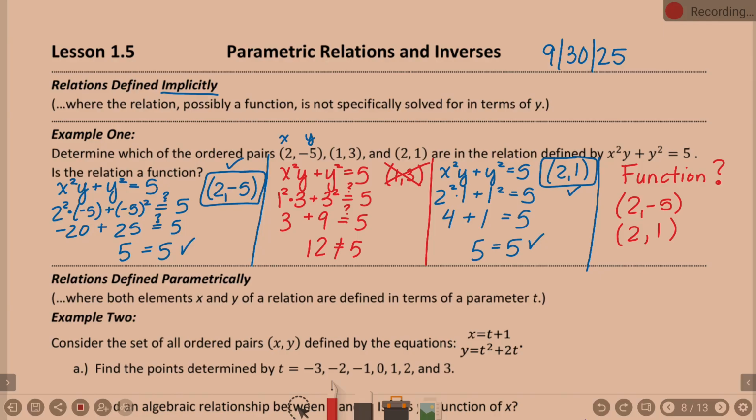And if you think in terms of a graph, (2, -5) would be right 2, down 5. (2, 1) would be right 2, up 1. Those 2 points fall on the same vertical line. They would fail the vertical line test. So, with that in mind, that right there is your clue that this is not a function.